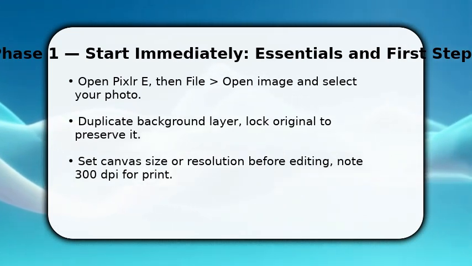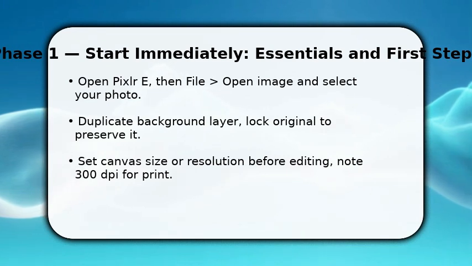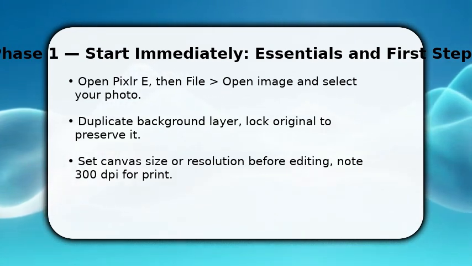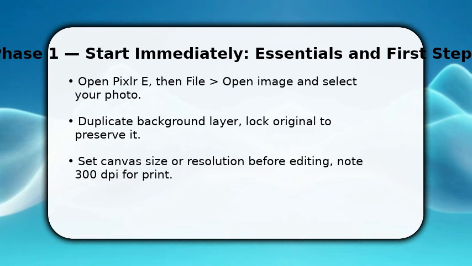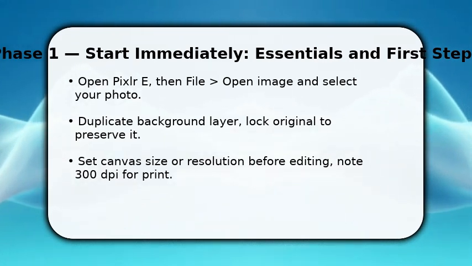Next, make small adjustments to canvas size or resolution if you plan to print, for example, 300 dpi. This keeps text crisp. Once done, select the Type tool and choose a readable font and size, so the new text will match the image perspective.